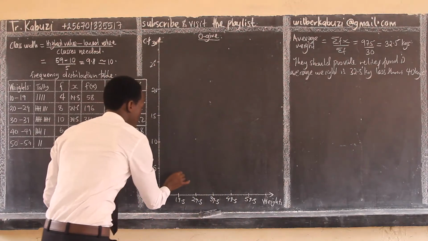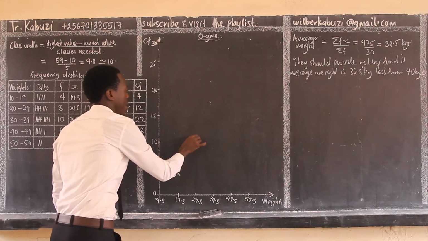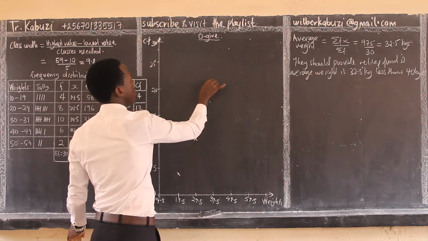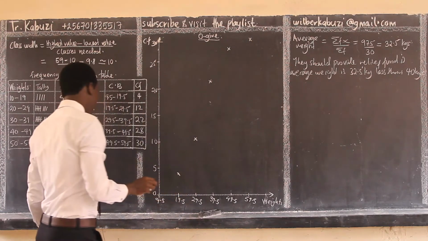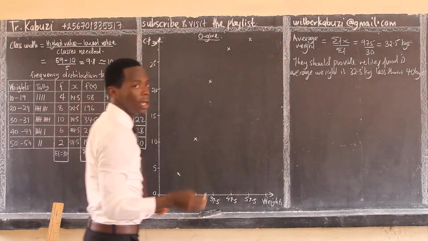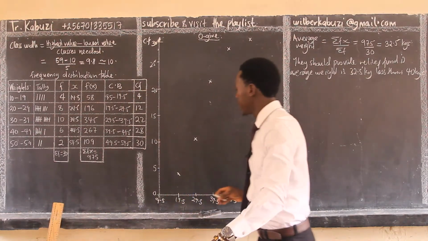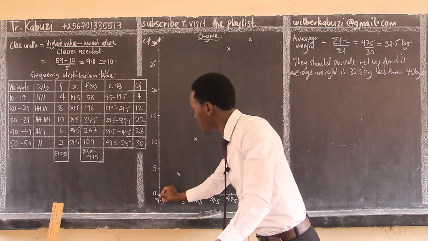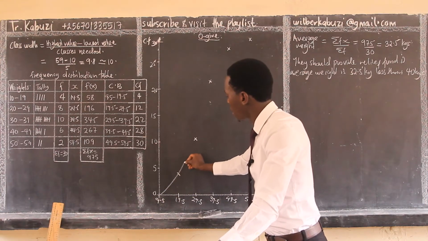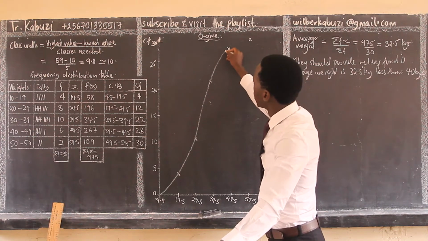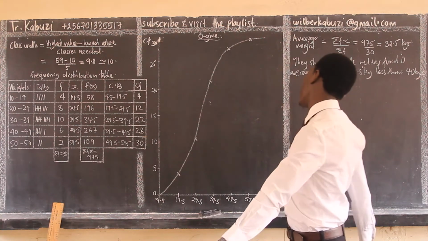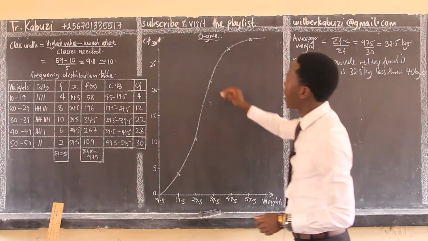So these are our data points. You can use a star, you can use a dot, as long as it is visible. Then we said we join the ogive using a free hand. So you just join, using a free hand. So that is our ogive there.